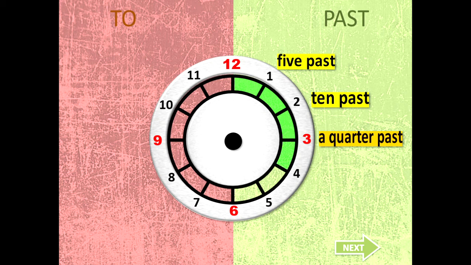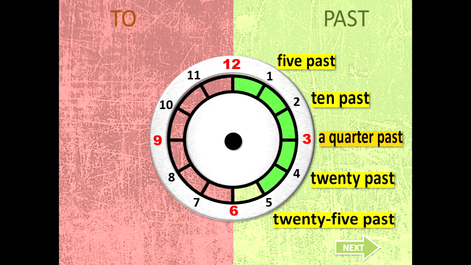And for number four, 20 past. It means 20 minutes passed already after the time. And for number five, you can say 25 past. It means 25 minutes passed already after the time. And this one for number six, you can say half past. It means half past, or 30 minutes passed already after the time.